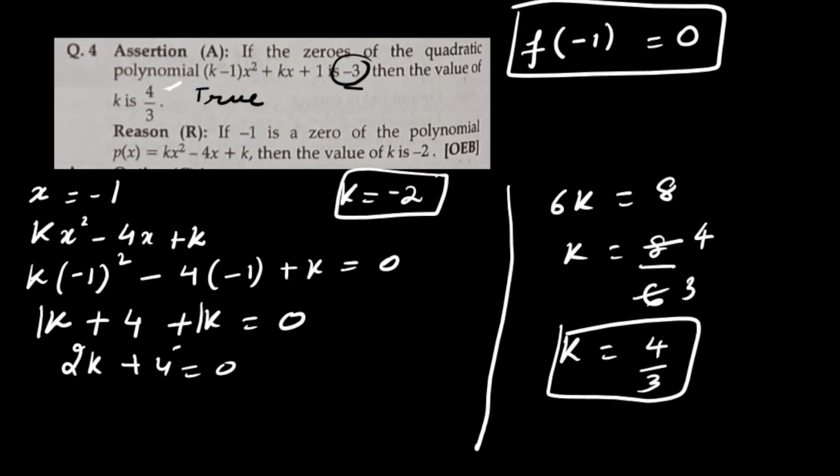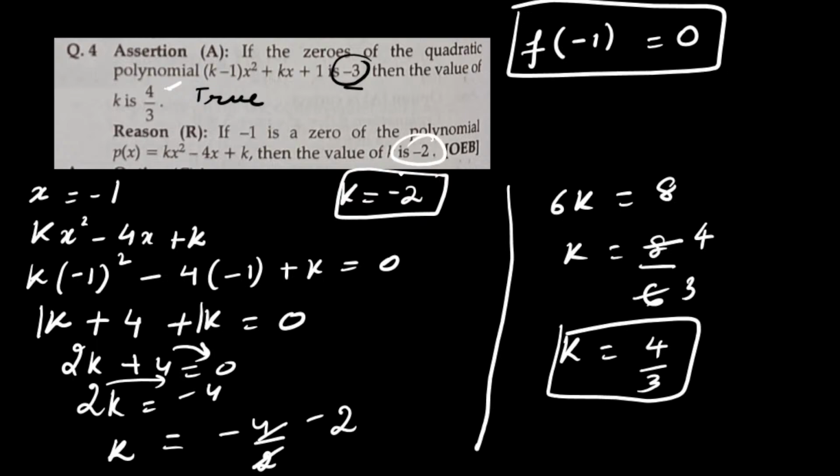Now k's value we have to find. Let's shift 4 to the other side. So 2k is equals to minus 4, because plus 4 when it goes to the other side becomes minus 4. So minus 4 by 2. This 2 also we shifted to the other side, it will get divided. So minus 2.